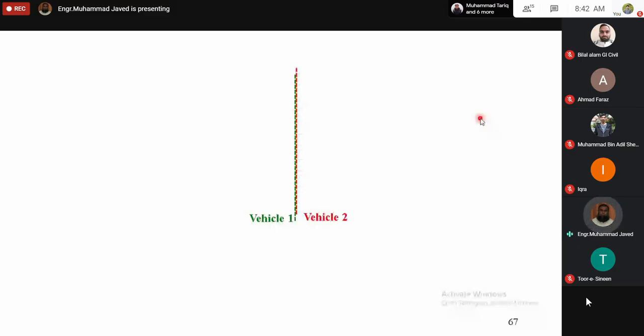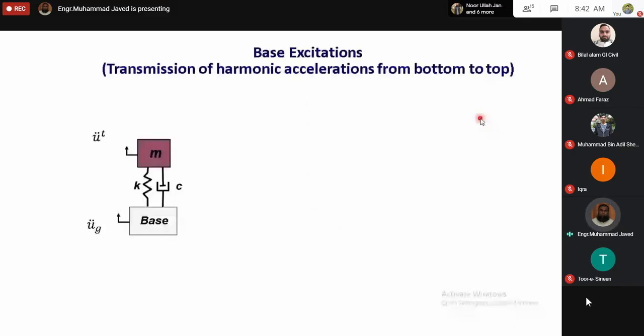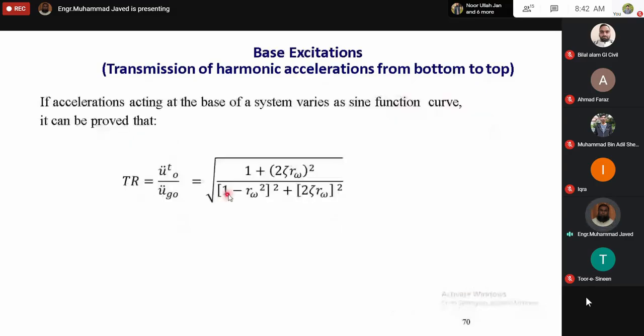And again, if we derive an equation, we get same equation which is used for transmissibility of force and displacement. So this same equation can be used for the transmissibility of force, displacement and acceleration.